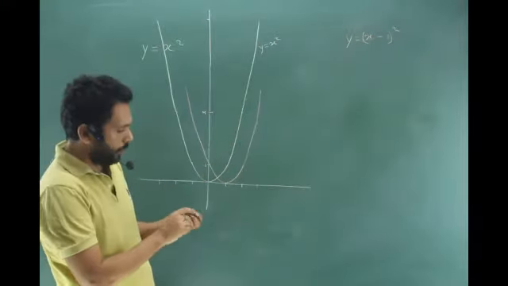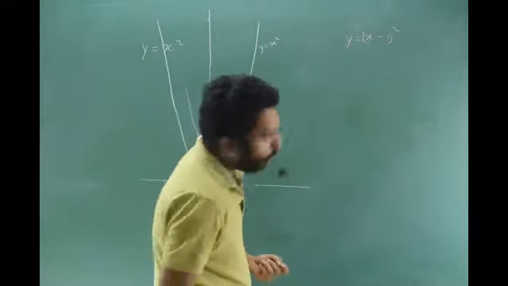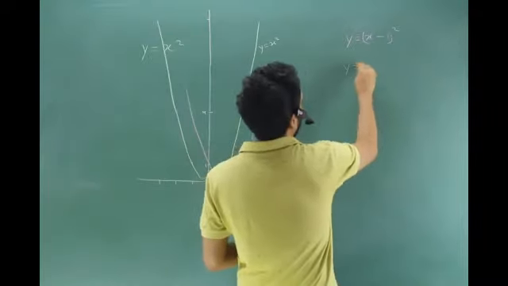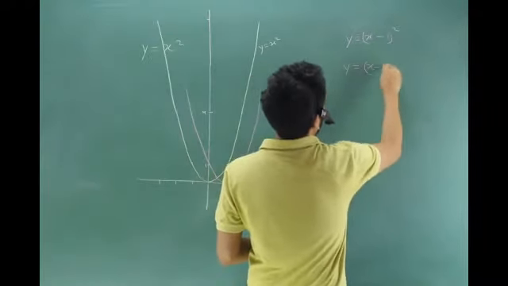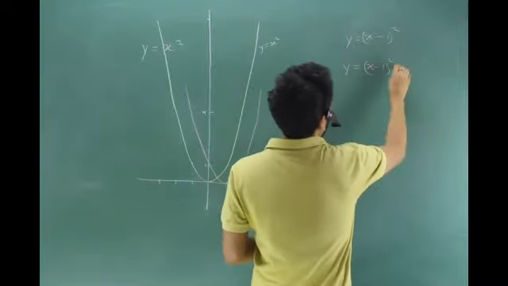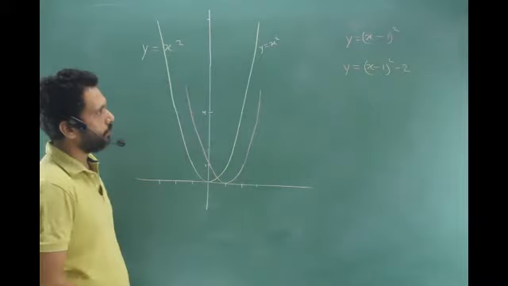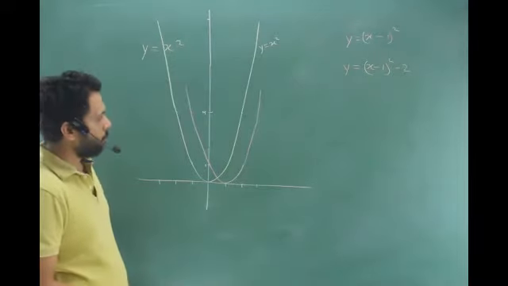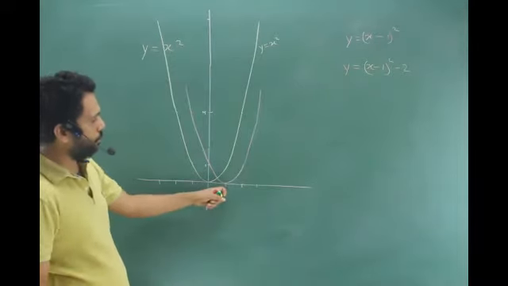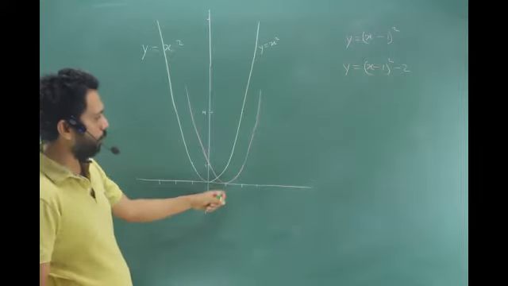Now, suppose I ask you another graph, say the orange graph, which is y is equal to (x minus 1) whole square minus 2. How will it look? The pink graph will move 2 units down. Pink will go down by 2, right?